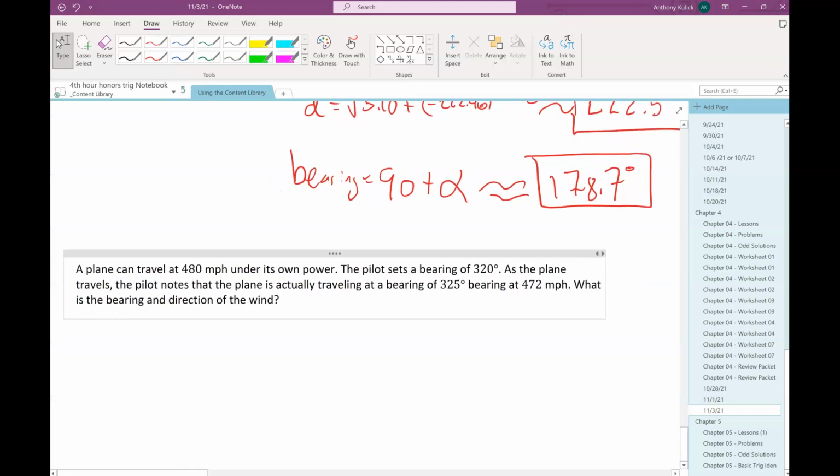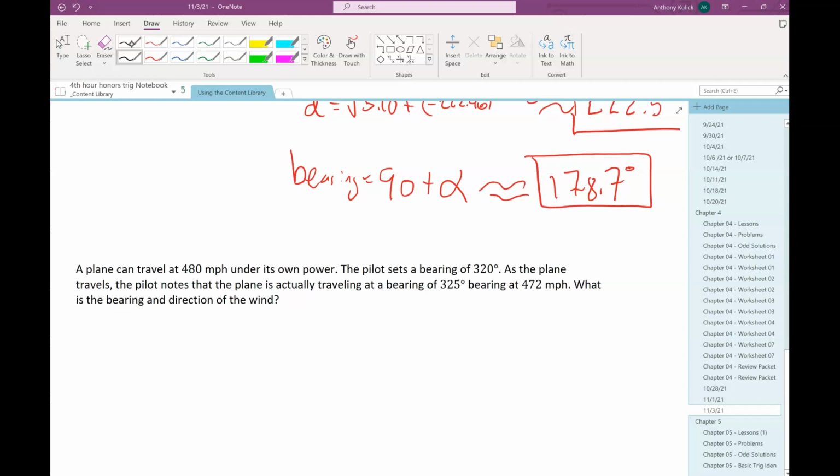So this problem reads, a plane can travel 480 miles per hour under its own power. The pilot sets a bearing of 320 degrees. As the plane travels, the pilot notes the plane is actually traveling at a bearing of 325 degrees, going 472 miles per hour. What is the bearing and direction of the wind? Right? The wind must be pushing the plane off course and slowing it down in some way, correct? That's the only reasonable conclusion based on that story problem. You guys agree?